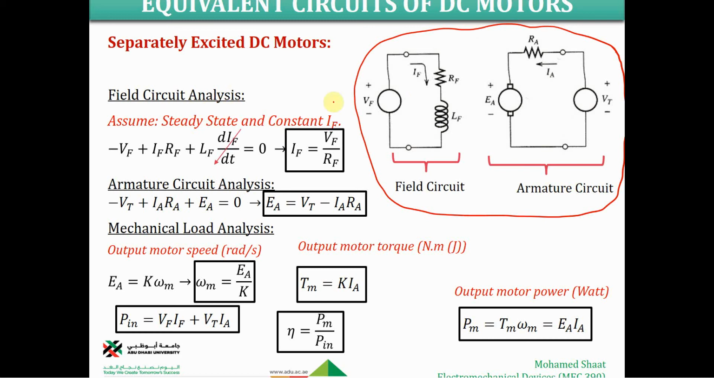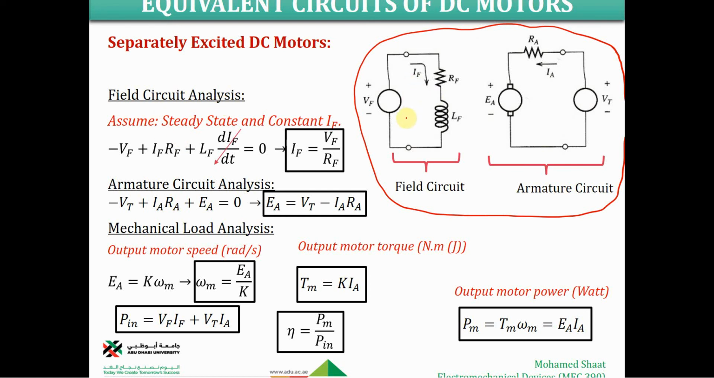So we have to do analysis for the field circuit. Also, we have to do analysis for the armature circuit. Analysis, as we mentioned before, means coming up with an equation that describes this electrical circuit, and another equation that describes the other electrical circuit.